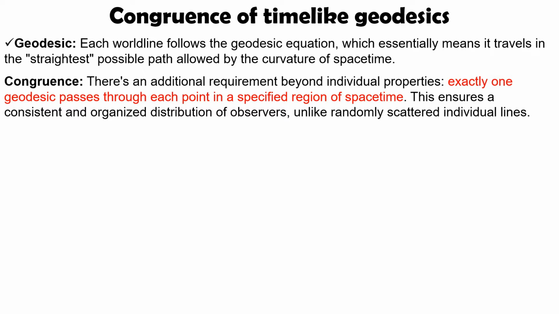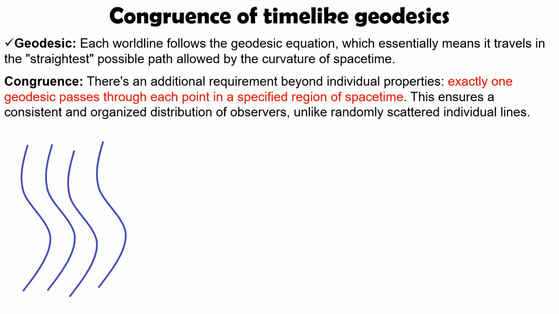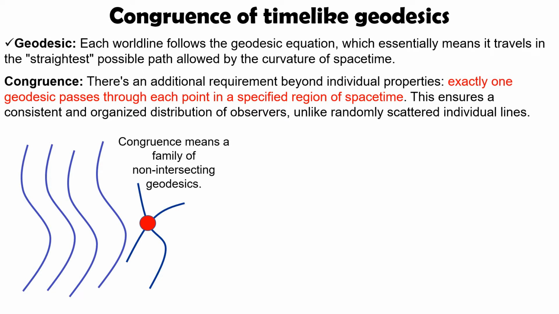So what does it ensure? It ensures a consistent and organized distribution of observers, unlike randomly scattered individual lines. Now let me show it in a diagram. So these are congruence, the blue lines which you can see on the right hand side. In very simple terms, we can say congruence means a family of non-intersecting geodesics. Now you might ask me, what will happen if the geodesics intersect just like this at the red dot? This would lead to a singularity, and that would cancel out a lot of possibilities which we will look at later.